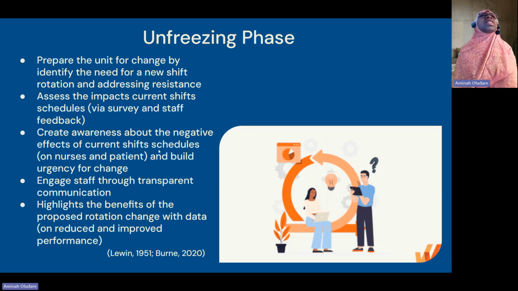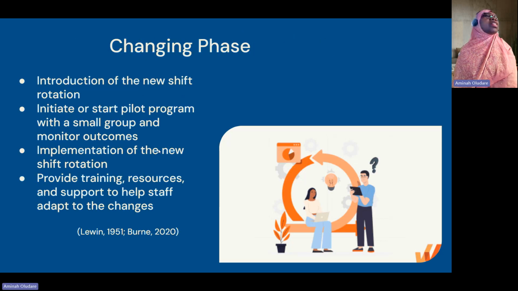And for the changing phase, this is where we introduce the new shift rotation as well as its implementation. We're going to start with a pilot program with a small group and monitor the outcome, providing resources and training as we go, and ensuring staff support to help them adapt to the change. Here, the strategy involves piloting, collecting feedback, and making adjustments based on staff input to demonstrate a commitment to inclusion and adaptability.